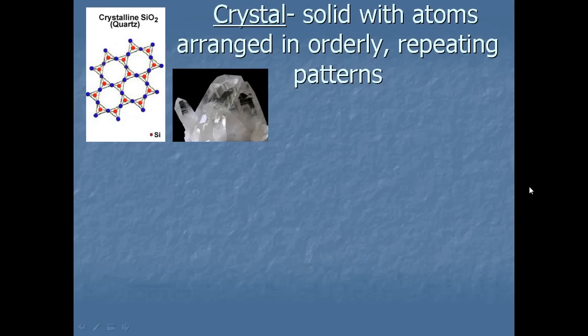Crystals are solid with atoms arranged in orderly repeated patterns. And whenever we have a mineral form, it's actually a crystal. So it's important to understand that it's solid and it has that orderly arrangement of atoms like we learned in our previous lesson.